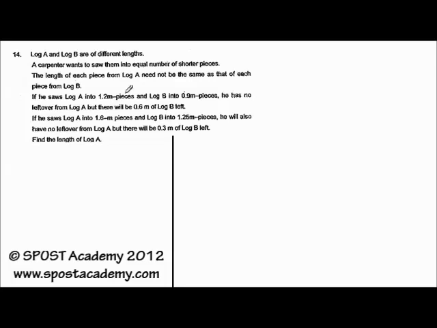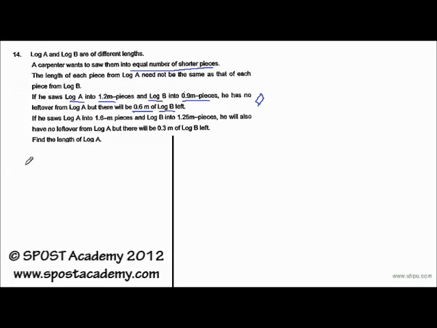Since the carpenter wants to saw them into equal number of shorter pieces, we'll look at the first case, which is if he saws log A into 1.2 meter pieces and log B into 0.9 meter pieces, he has no left over from log A, but there will be 0.6 meters of log B left. Since they are supposed to be equal number of shorter pieces, let's assume that in this case there will be diamond pieces of both log A and log B equally.